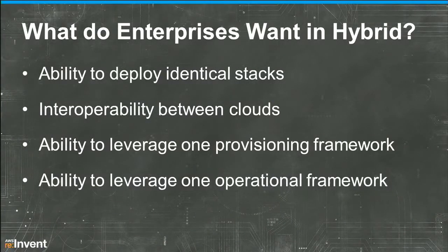What are enterprises looking for in cloud? What are they coming to us saying, this is why we're looking at a hybrid model? They want the ability to deploy identical stacks in both environments. If you're running a LAMP stack, a PHP stack with a database on premises, you want to be able to run that same stack in the cloud. You don't have to necessarily make big changes to that stack in order to bring it over to a public cloud environment. You want interoperability between the clouds, and we're going to talk about that when we talk about application deployment strategies. You want to be able to deploy certain layers of your application in the cloud and have them work with your legacy and on-premises data center applications as well.